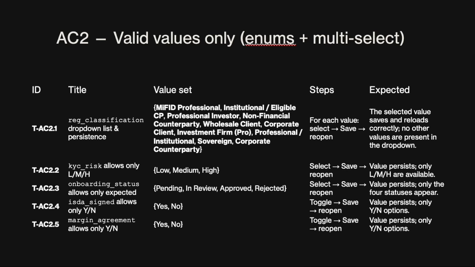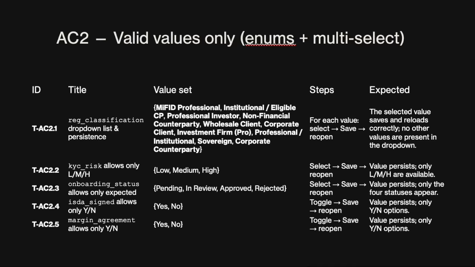Test AC 2.3. Onboarding status allows only pending / in review / approved / rejected. We verify the 4 statuses are present, nothing else, and each persists on reload. This is important because AC3 later enforces trading rules off of this field.